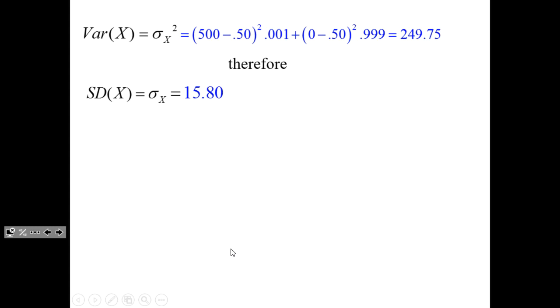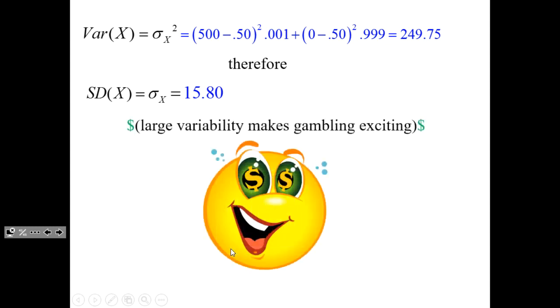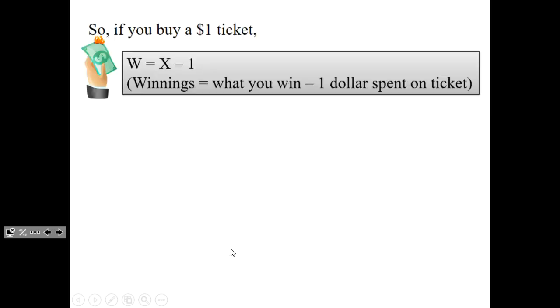This is why people get into gambling. They only pay $1 to play, but that variability is big. That's why gambling can be exciting. You only pay $1, but you could win 500. There's a lot of variation between winning and losing. Huge difference there.